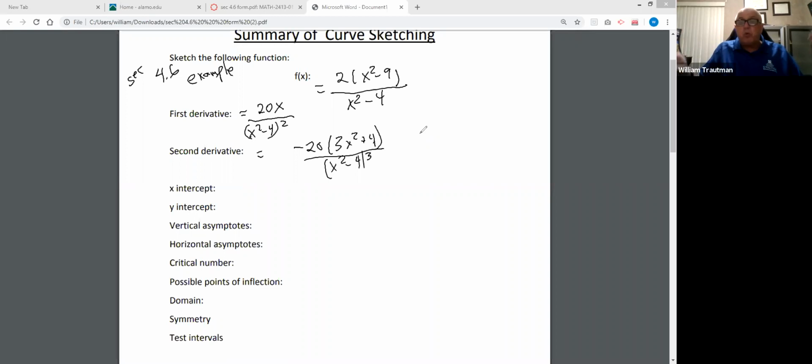Okay, from here, we're going to use everything we've learned from section 4.1 to 4.5 and a lot of algebra. There was a lot of algebra to get to the second derivative, by the way. So first, we're going to find the x-intercepts here. X-intercepts are when the top of your function equals 0.